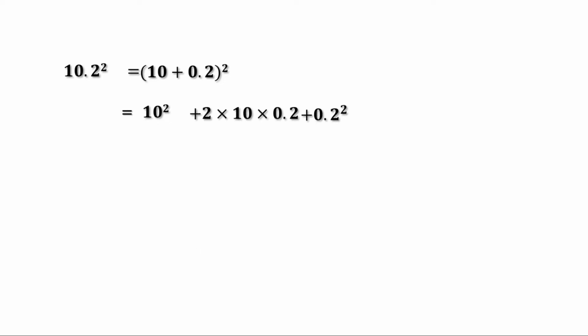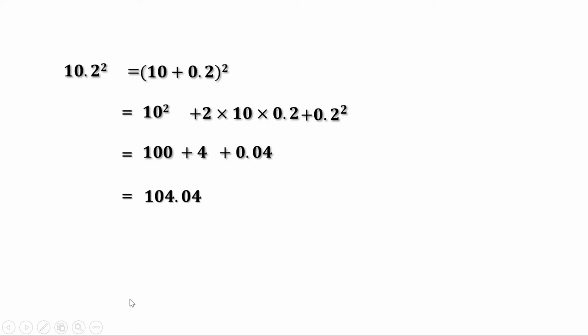Now 10.2². 10.2 can be written as 10 + 0.2. Therefore, this can be written as (10 + 0.2)². And that is equal to 10² plus 2 into 10 into 0.2 plus 0.2². 10² is 100. 10 into 0.2 is 2. 2 into 2 is 4. There is one digit after the decimal point in 0.2. Therefore, there must be two digits after the decimal point in the square. 2² is 4 and therefore 0.2² is 0.04. 100 plus 4 is 104, plus 0.04 is 104.04.